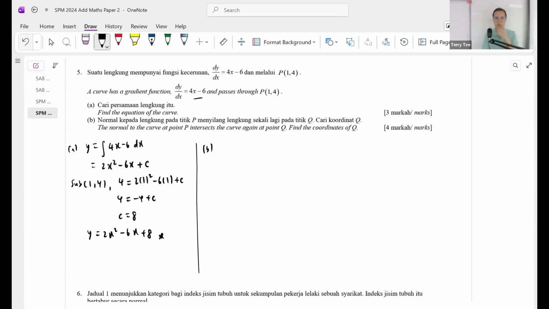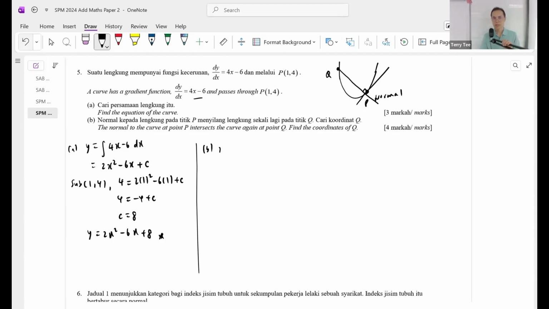Part B: the normal to the curve at point P intersects the curve again at point Q. Find the coordinates of point Q. So picture this, the curve has a minimum shape like this. It has a tangent, and the tangent is perpendicular to your normal. This is your normal. The normal intersects the curve again at point Q. So this is point P, this is point Q. So what we need to do is find the equation of normal PQ, then we solve simultaneously with the equation of the curve.